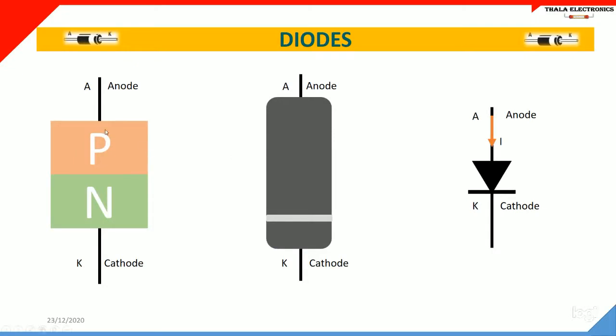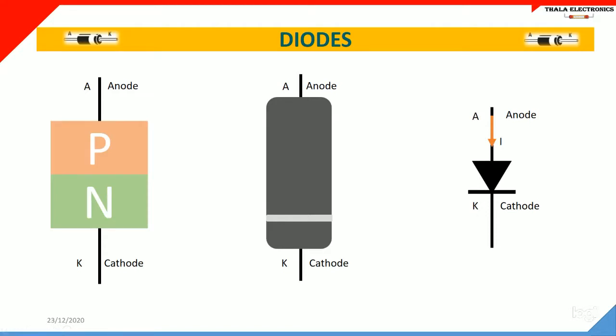The diode is a semiconductor device containing a P and N junction. The P side is mainly doped with holes, and the N side is mainly doped with electrons. Another representation is this one with the small ring placed near the cathode side. But the most common representation in circuits is this last one, where we can find the anode and the cathode.